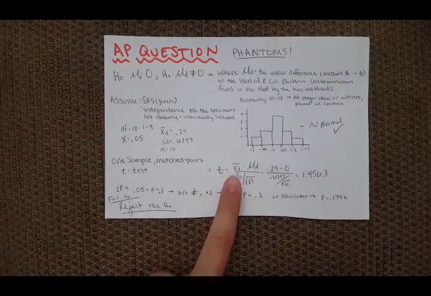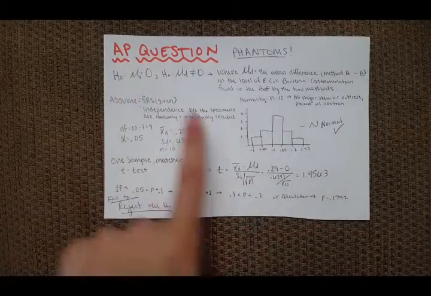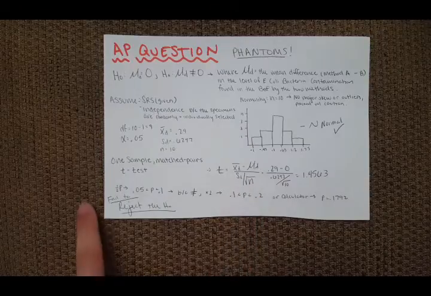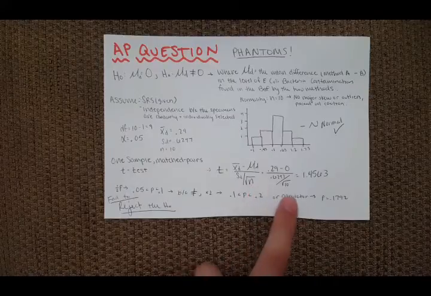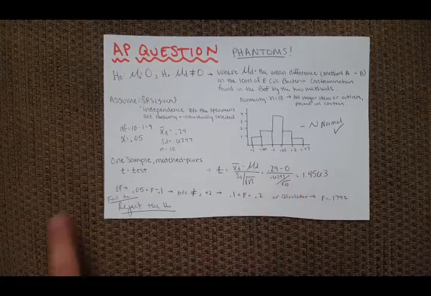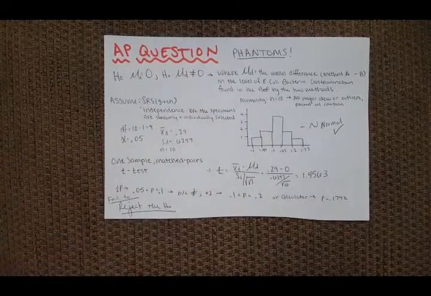So t is equal to the mean difference minus the expected or the assumed mean, which is going to be 0, over the standard deviation over the square root of n, or your standard error. So as I said before, we found these using our calculator, and we're going to plug it into the formula and find a t-value of 1.4563.